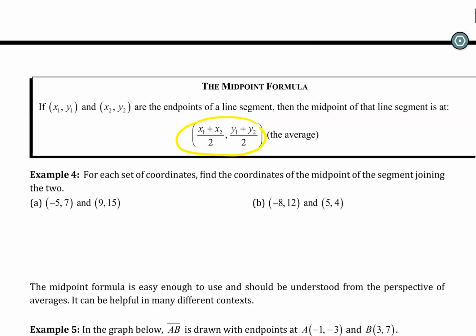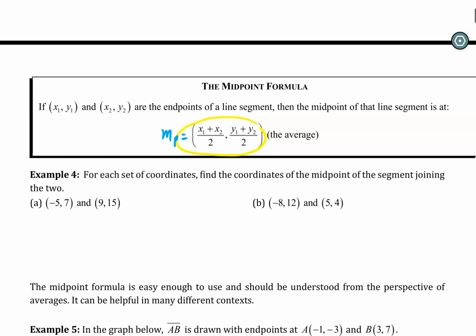A lot of times when I'm doing it, you'll see me write MP for midpoint. So that's the formula. It's just simply an average of your x's and average of your y's, and then put it into a coordinate form. The key though is you do have to make sure that you write it as a coordinate. All right, so let's try some of these.